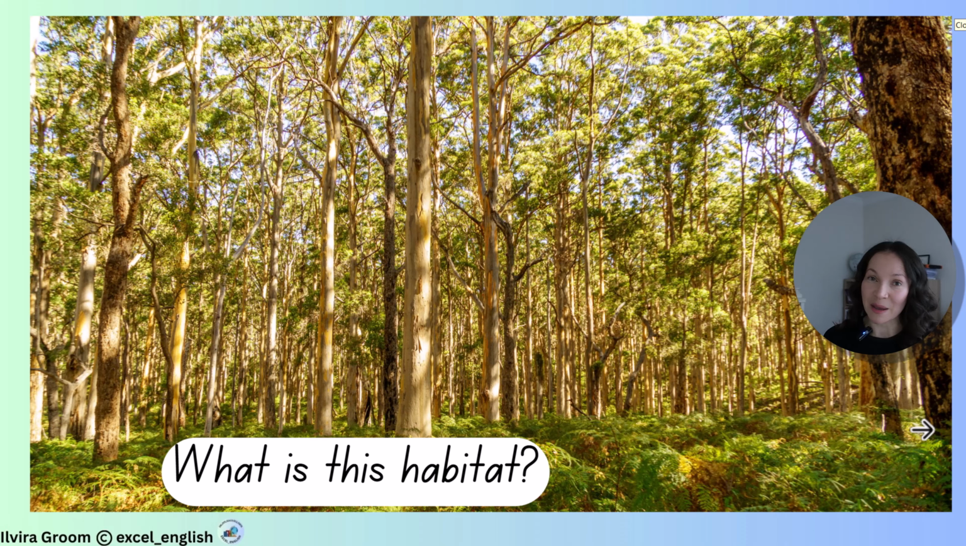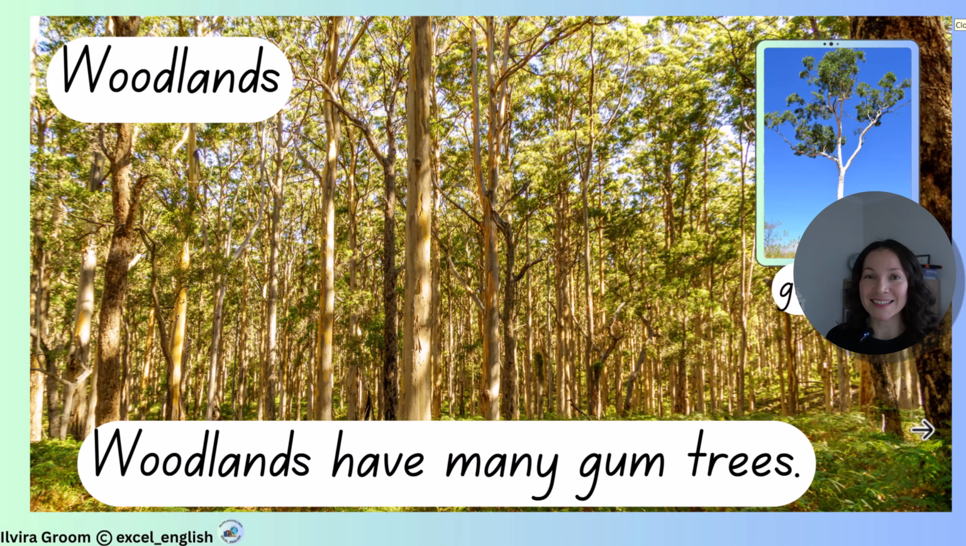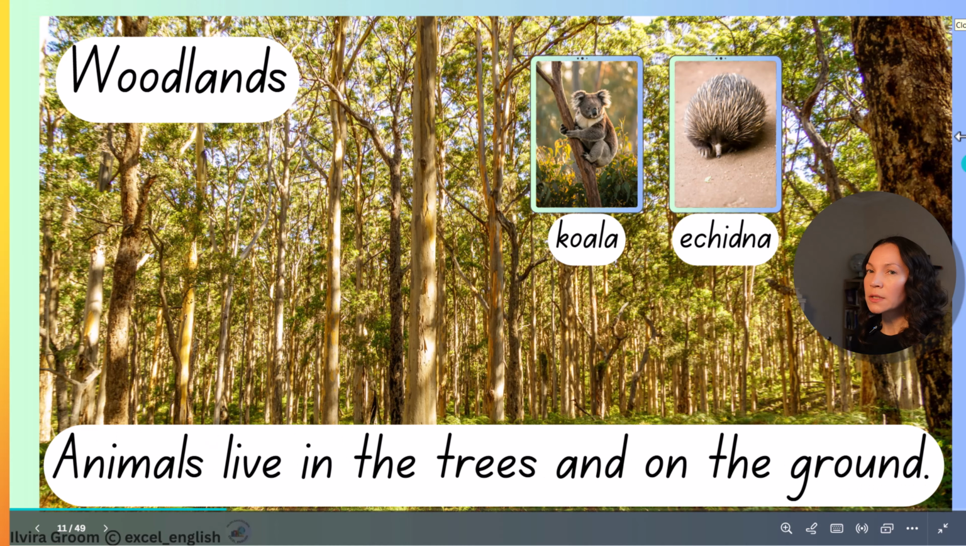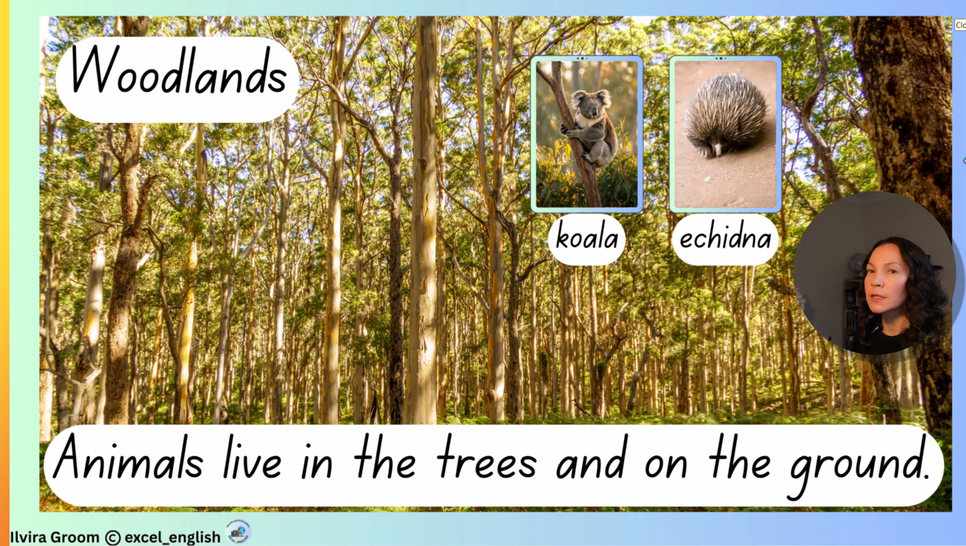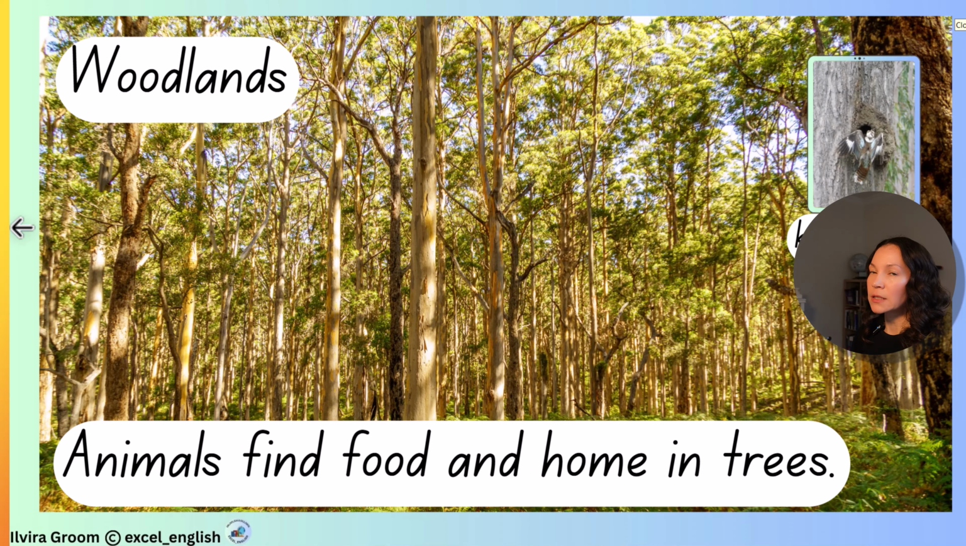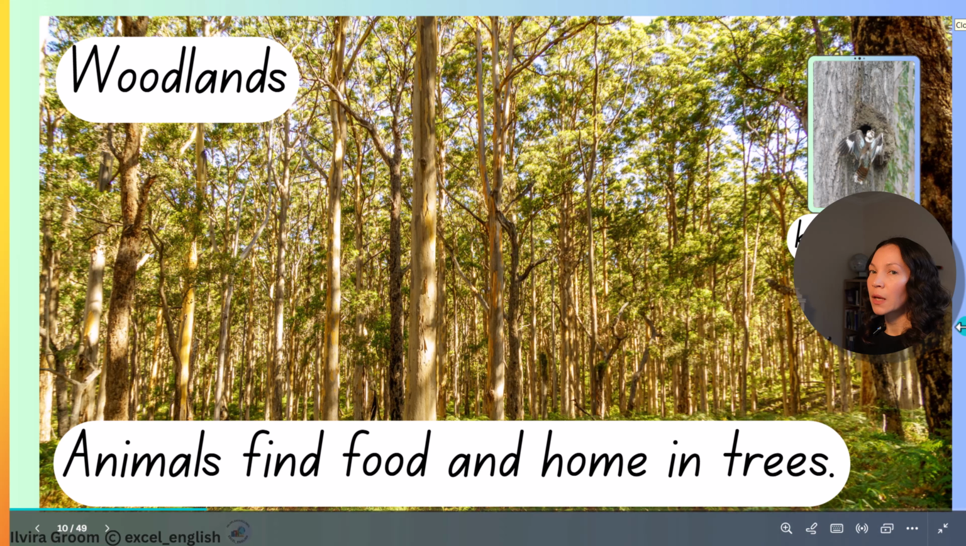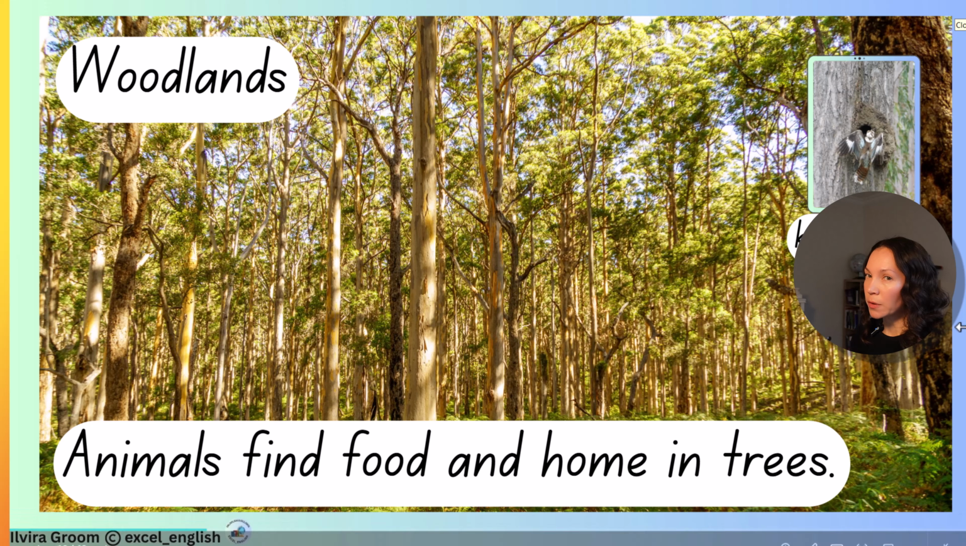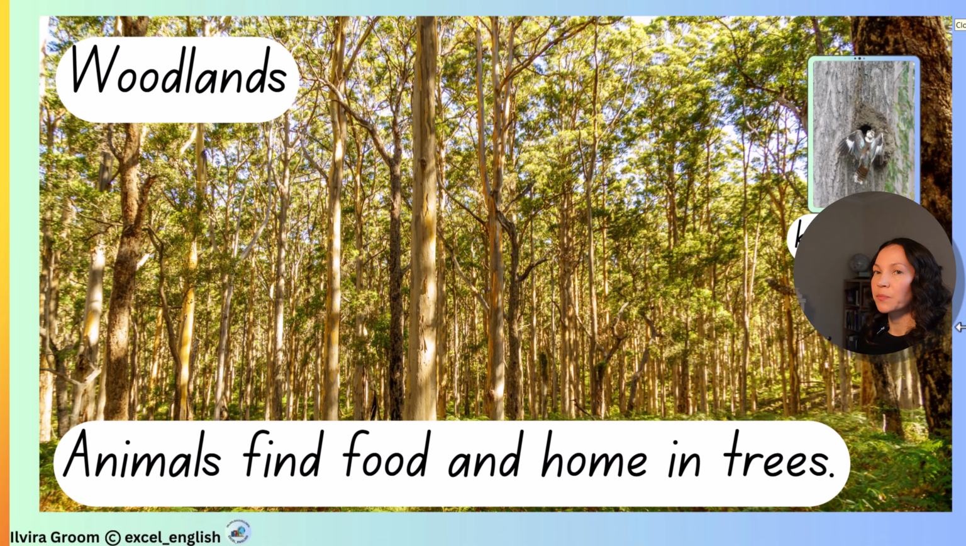Then I'll ask them, do you know what these trees are called? You never know, some of them might give you an answer. But if they don't, I will introduce the word a gum tree. I always ask the question first before telling them. For instance, I would ask them, where do animals live? In woodlands.